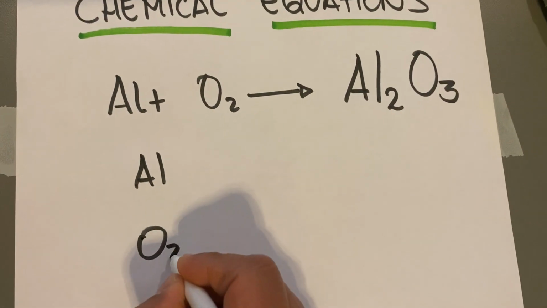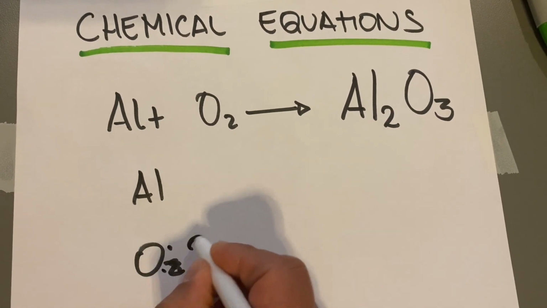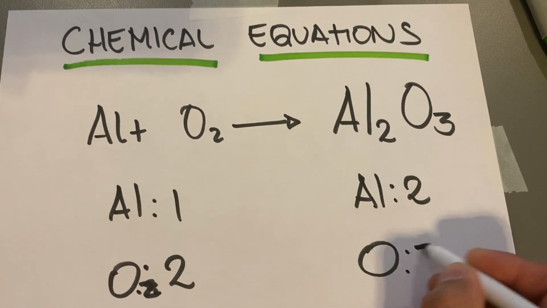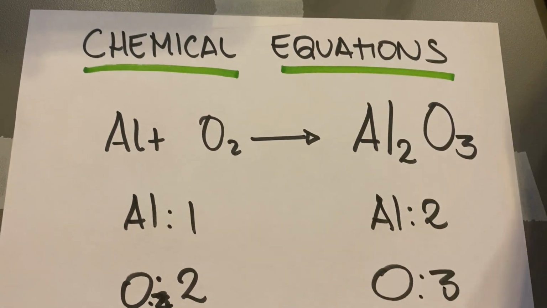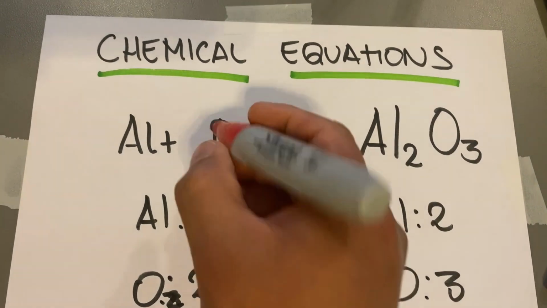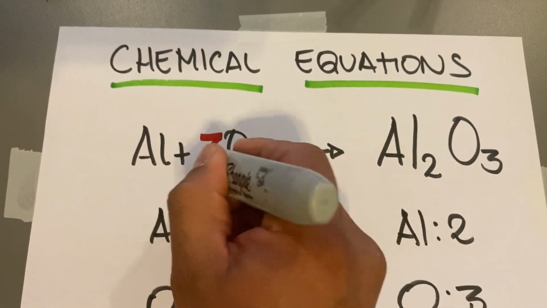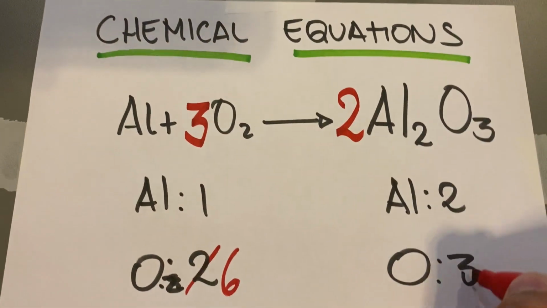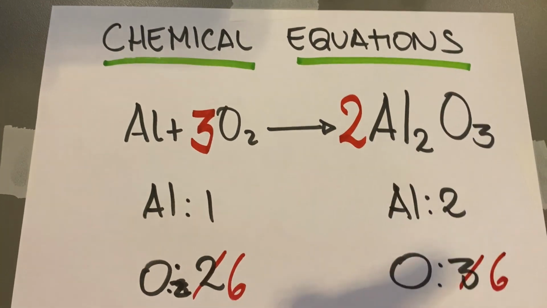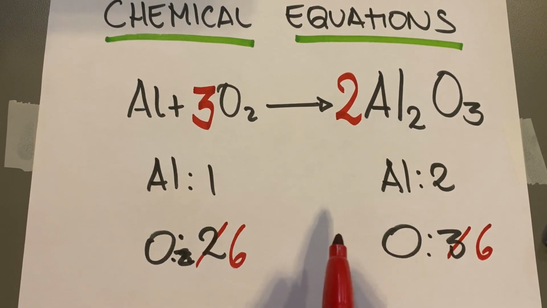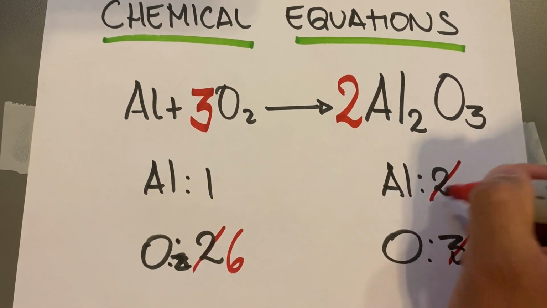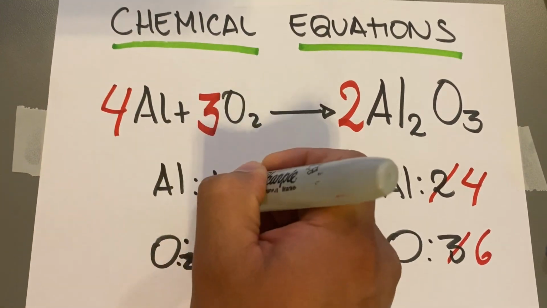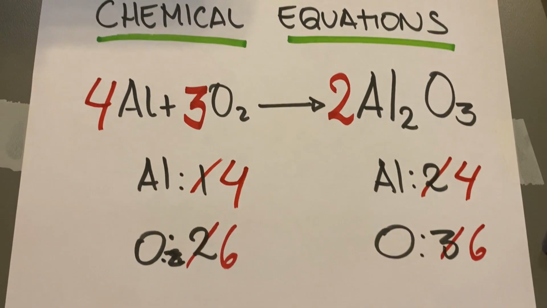This is another example. We have aluminum reacting with oxygen, and as a product we have aluminum oxide. We count the amount of atoms on the left and the right. Now we can add a number 3 in the coefficient of oxygen and a number 2 in the coefficient for aluminum oxide. Now we have the same amount of oxygen on the left and the right. Now this is going to change the amount of atoms for aluminum on the right. So we only add a number 4 on the left.